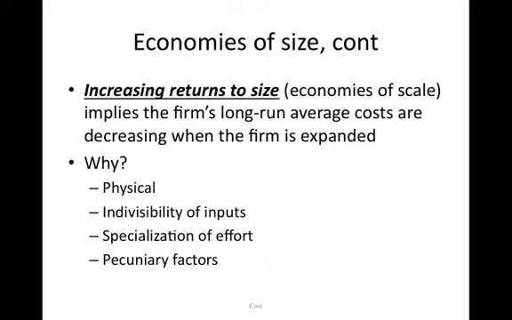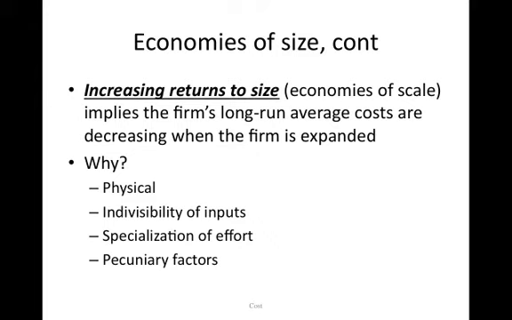So we actually have three different types of economies of size. One is increasing returns to size. The author of the textbook calls this economies of scale. Increasing returns to size implies that the firm's long-run average costs are decreasing when a firm expands its production. That is, you're on the part of the long-run average cost curve that's downward sloping. Well, you might be wondering, why would this happen? What is it that's happening that would cause that kind of effect? Why does increasing my level of output along that long-run average cost curve lower my average cost of production, beg your pardon?